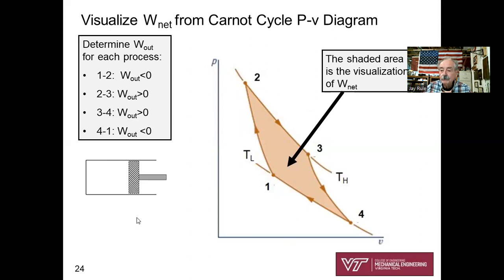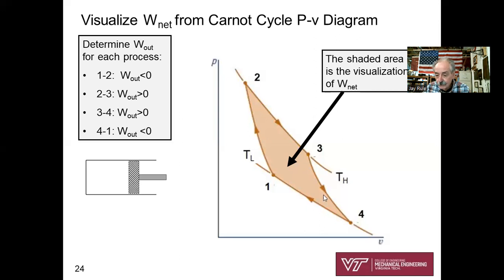Okay, so let's visualize W net for a Carnot cycle on the PV diagram. We've already touched on this. The shaded area contained within the cycle is the visualization of W net. And notice here that if we go through process 1 to 2, there's work involved, but it's going to be negative, isn't it? Because you're integrating from right to left. 2 to 3, work is involved. You're integrating from left to right. Work is going to be positive.